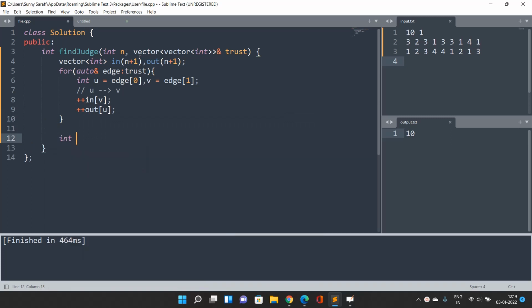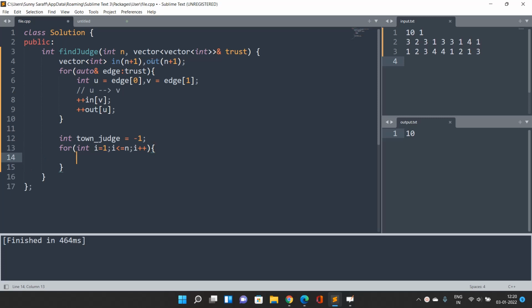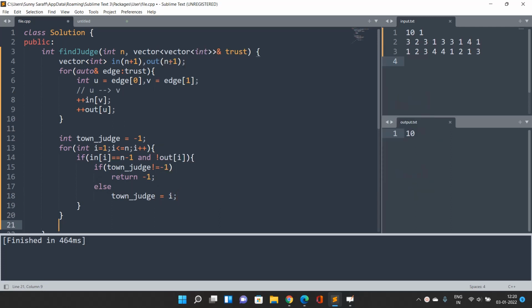Okay, and what we need to check in the end: let's take a specific variable, town judge, initialized with -1, and for every index I need to check if this can be the town judge or not. Note that we can do this in O of 1 operation. If in degree of I exactly matches n minus 1 and there doesn't exist any out degree of this current node, then this node can be the town judge. If we have already found a town judge, like town judge not equal to -1, and this is also a town judge, then there are more than one town judges in this arrangement, so we return -1; else town judge is the current index. Finally we return the town judge. I think this should work correctly.